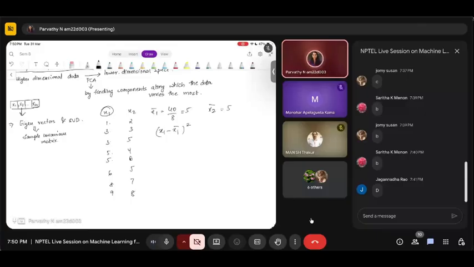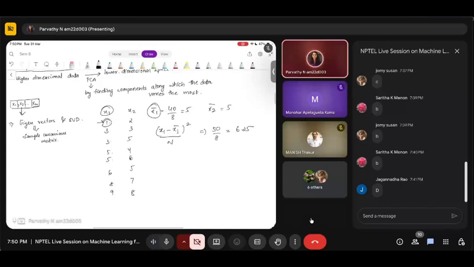X1 minus x1 bar, the whole square, divided by n. So you take each of these x1 values: 1 minus x1 bar, which is 5, the whole square. That is 4 square, 16, divided by 8. Like this, when you do this for all values, you finally get 50 by 8, and that will be around 6.25.